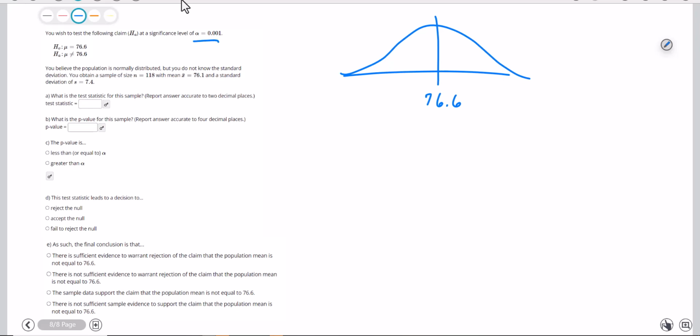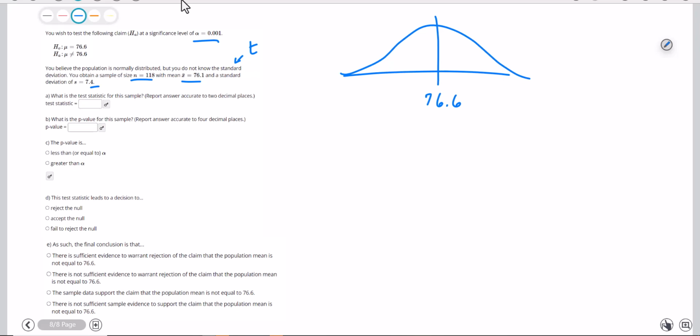And it says you believe the population is normally distributed, but you do not know the standard deviation. So that right there says this is a t-test. We have a sample size, n equals 118. We have our sample mean and our sample standard deviation.